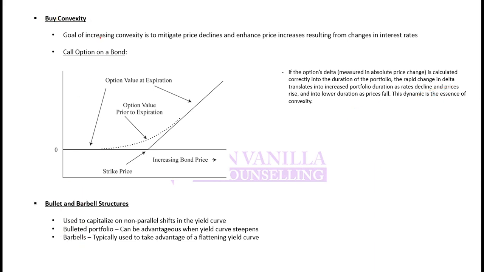So this is why we have been discussing from the start that you should buy convexity when a movement is expected, and you should sell convexity when the yield curve is expected to remain stable. Any confusion so far?